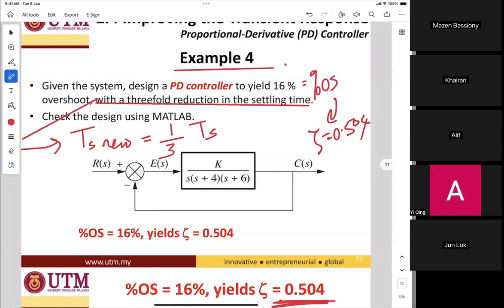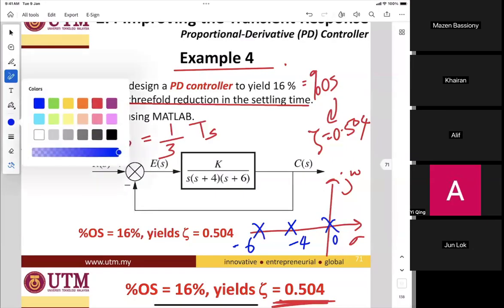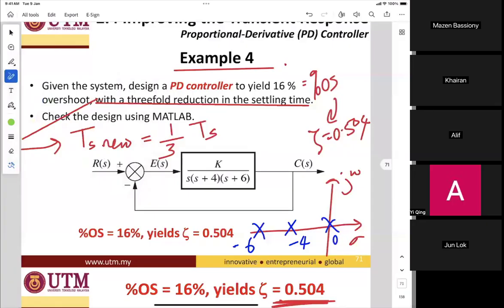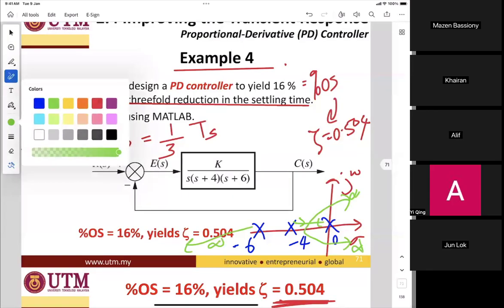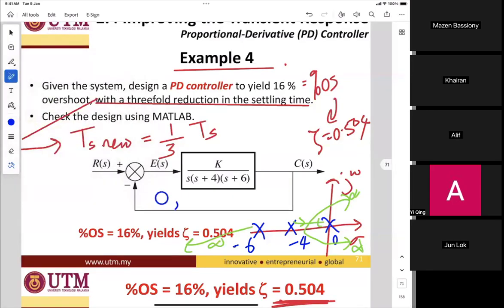So this is the given transfer function. As you know, you already know what the shape of it is. 0, -4, -6, then the green one, something like this, and towards infinity. With the open loop poles at 0, -4, -6.